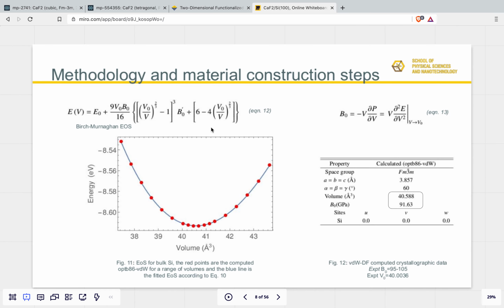To compute the optimal volume, we calculated total energies by varying the lattice constant and fitted them to the Birch-Murnaghan equation of state. With the help of its second derivative times the optimal volume, we were able to get the bulk modulus of the silicon crystal. Our numbers differ by less than 4% versus the experimental data.